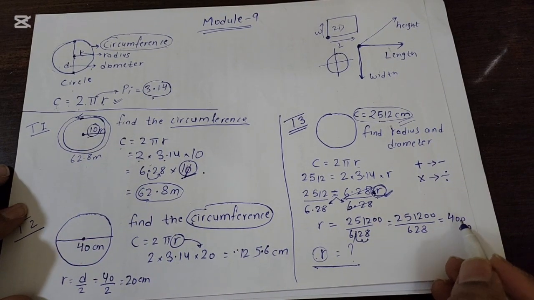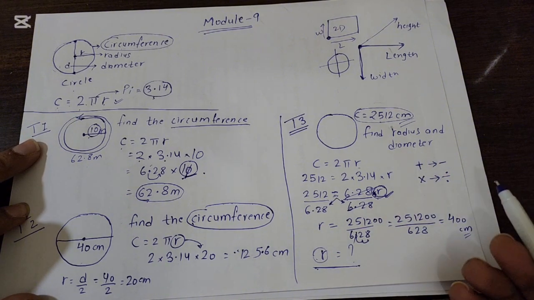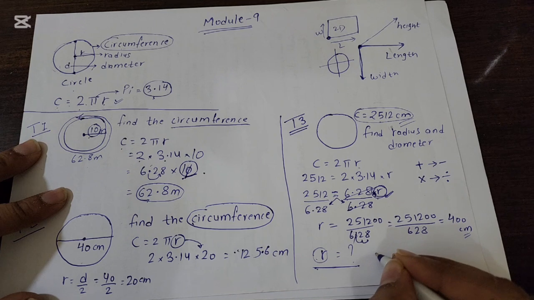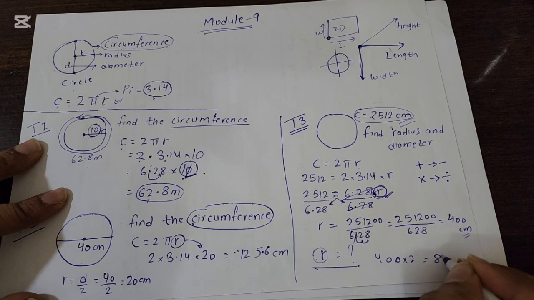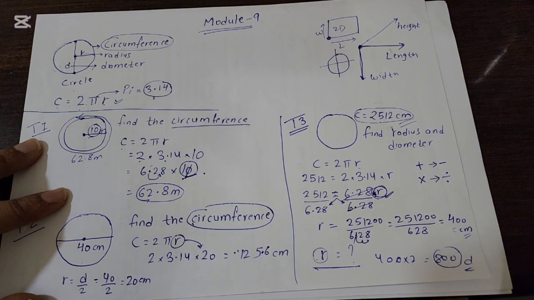Here the radius was 400. Now we have to find the diameter also. It is very clear that the diameter is double the radius. So if I do double of 400, that is 400 times 2, it will give me 800. That is my diameter, and 400 is my radius.